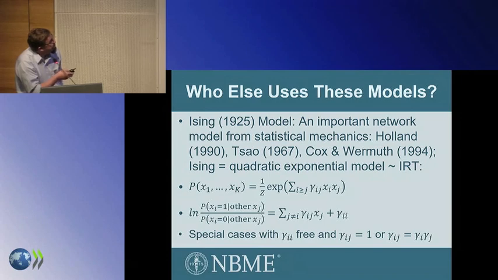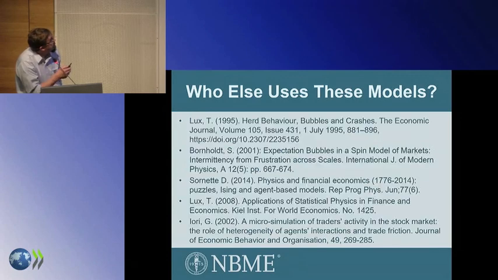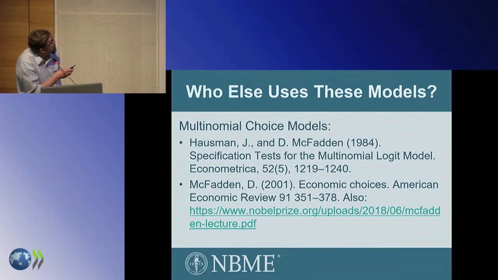That thing is actually pretty similar to IRT models, and with certain special cases you directly see it. And that thing, for example, shows up in explaining bubbles and crashes, which I found kind of interesting, market bubbles and crashes. Sometimes somebody tried to invade economics from physics, which was also interesting. So spin models were tried to essentially explain what's happening in those bubbles and crashes.